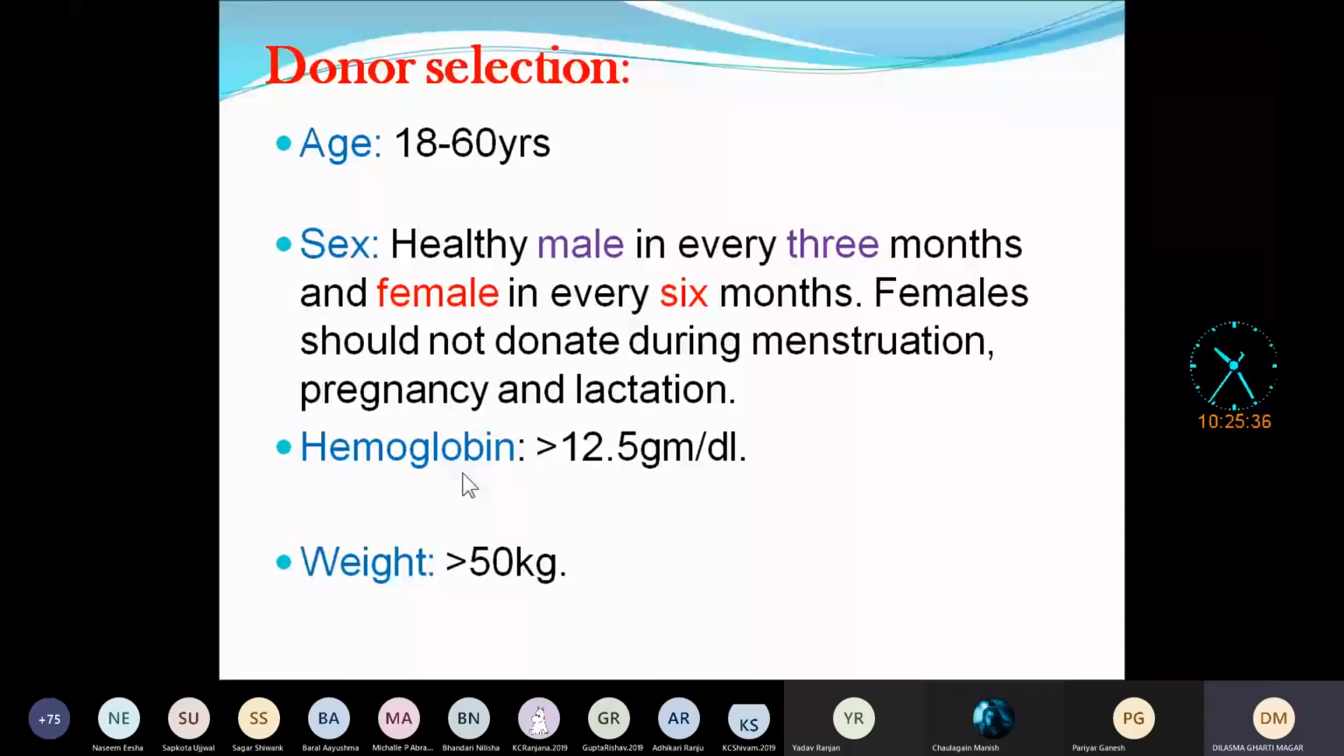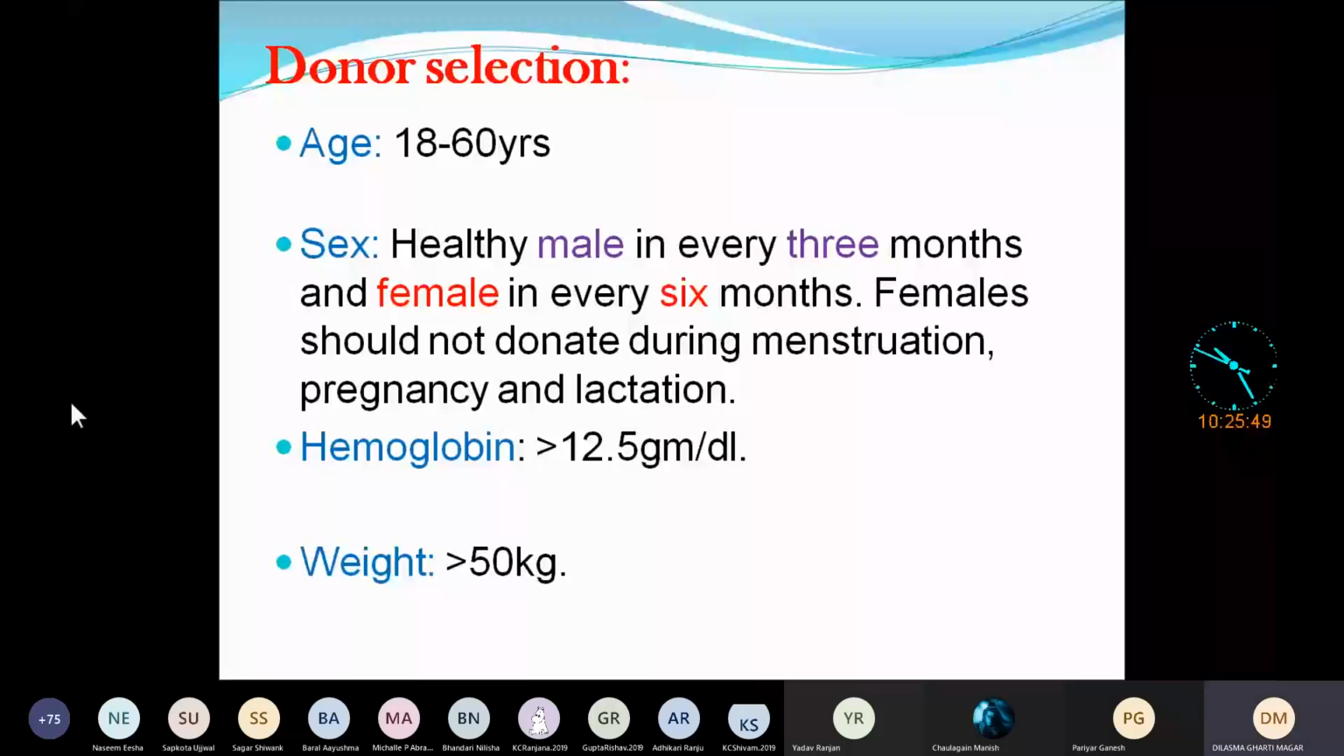Here, if the hemoglobin is less, why are we not taking blood? Did you understand? Because we are giving this blood to a person who is sick and who does not have proper hemoglobin, isn't it? So only to the sick person we will donate the blood. That's why hemoglobin has to be more than 12.5 gram per deciliter.